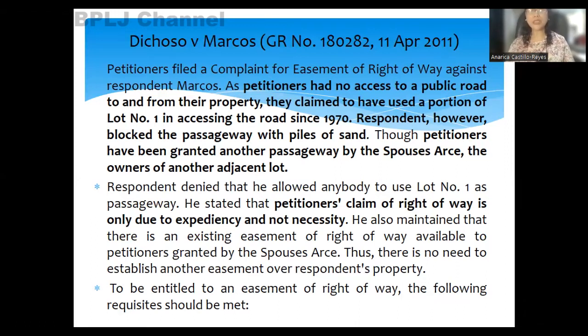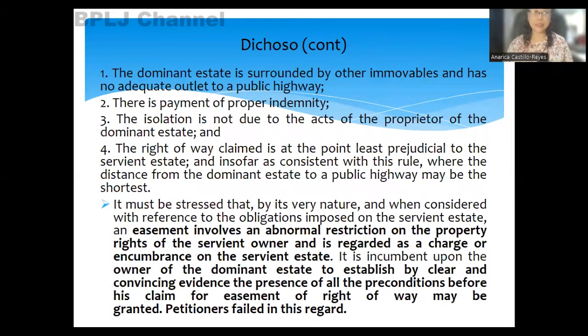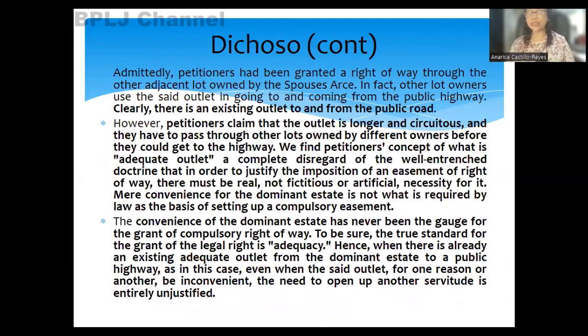Now, petitioners' claim of right of way is only due to expediency and not necessity. It must be stressed that an easement involves an abnormal restriction on the property rights of the servient owner and is regarded as a charge or encumbrance on the servient estate. The owner of the dominant estate must establish by clear and convincing evidence the presence of all the preconditions before his claim for easement of right of way may be granted. However, the petitioners failed in this regard.